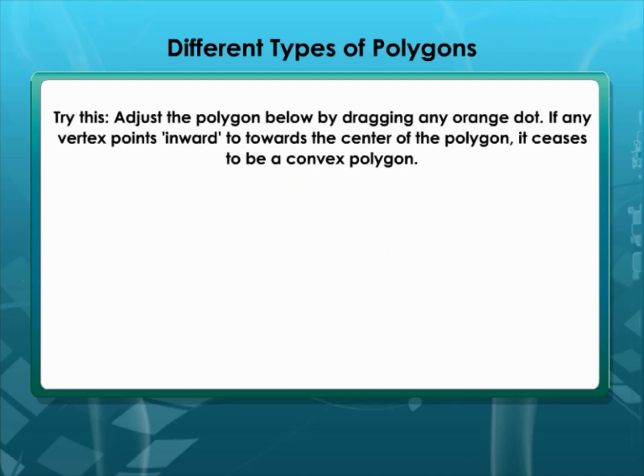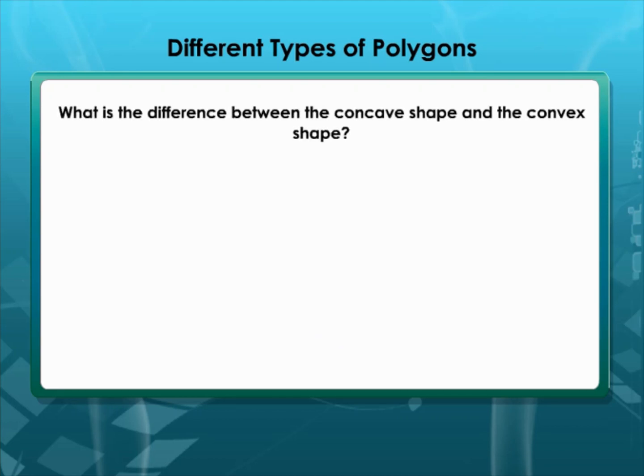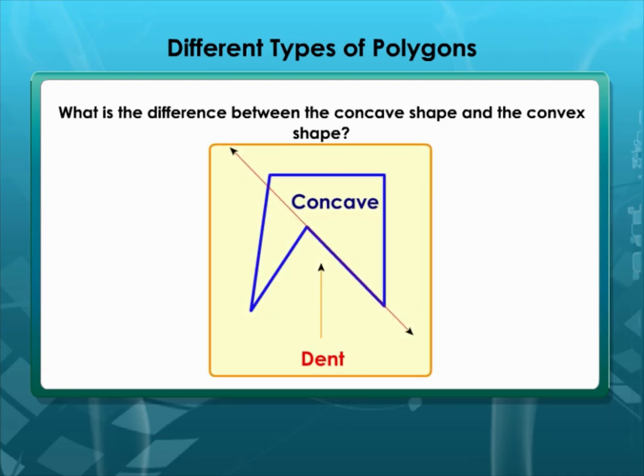Try this. Adjust the polygon below by dragging any orange dot. If any vertex points inwards towards the center of the polygon, it ceases to be a convex polygon. What is the difference between concave shape and convex shape? Yes, you will note that the concave shape has the dent.